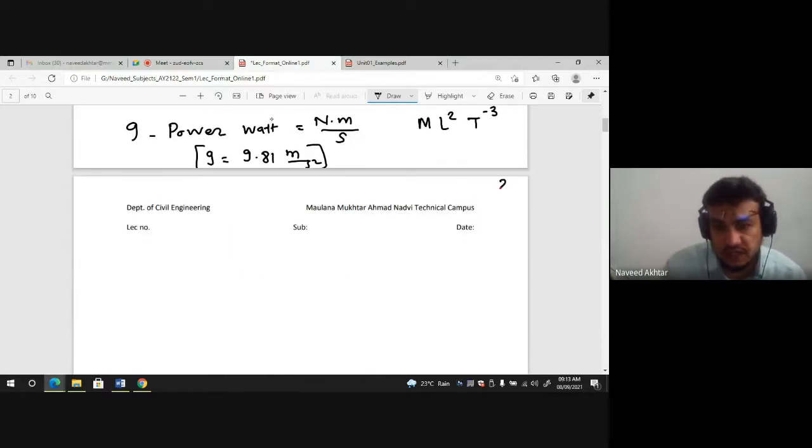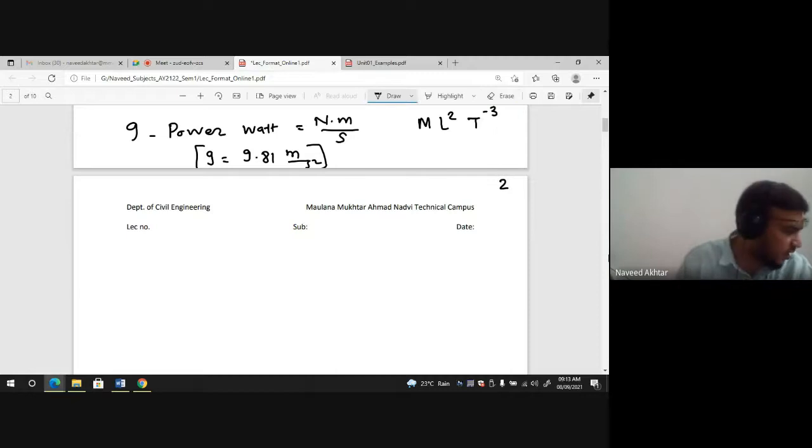So first, write down example number 1. You have to open your notebook. Before going for the example, I will revise the formulas for the first unit.